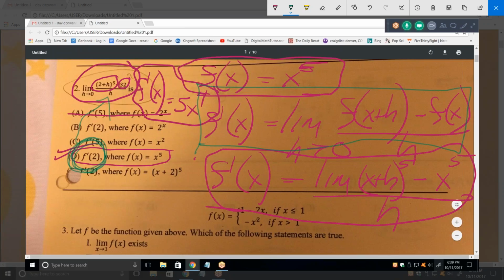Only that's not enough to say. You have to also tell it what f of x had to be. Well, it could have been 2 to the x, but that doesn't equal that. In other words, if the original function was 2 to the x, you wouldn't get this. You wouldn't get 2 plus h to the fifth. You would get 2 to the x plus h. Right?